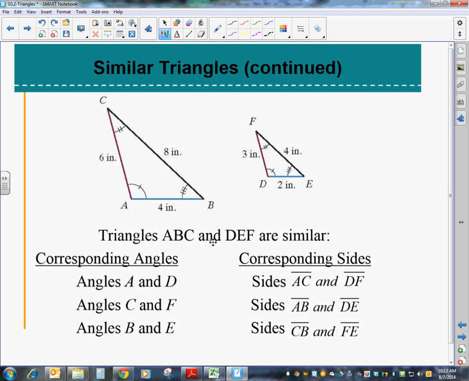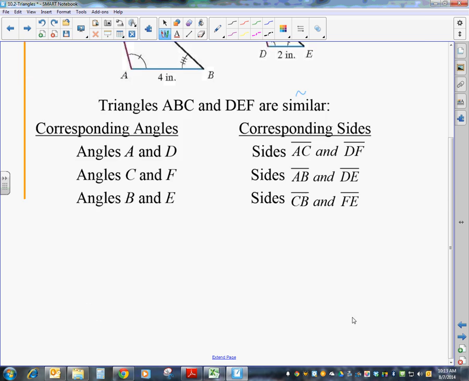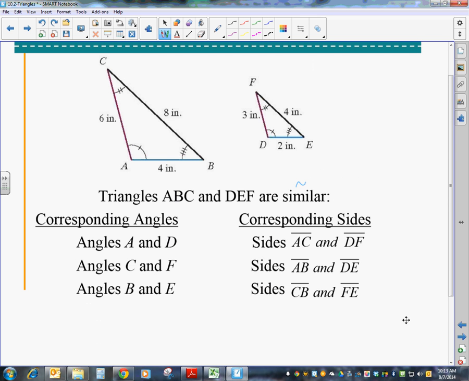They're telling us that triangles ABC and DEF are similar. Remember that this is your symbol for similar. And if they are, then these are the corresponding angles and these are the corresponding sides. What you want to remember when you work problems that are dealing with similar figures is that the measure of angle A equals the measure of angle D, the measure of angle C equals the measure of angle F, and the measure of angle B equals the measure of angle E.